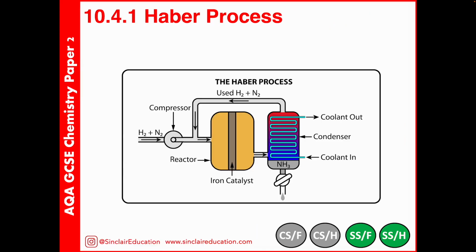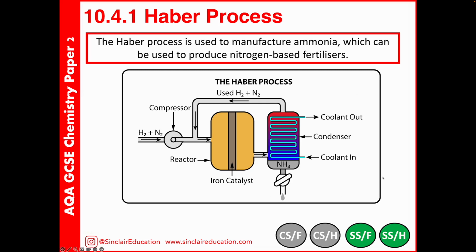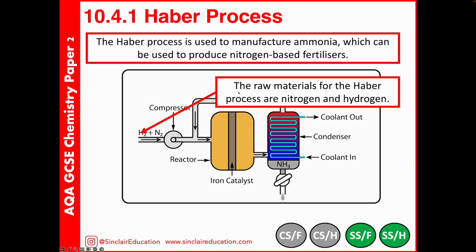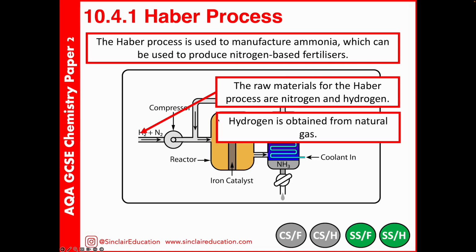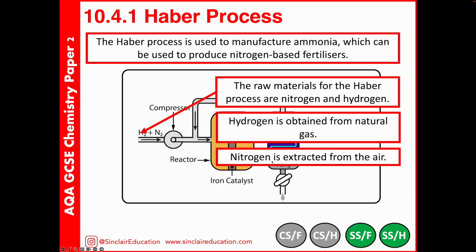In the final section of chemistry paper 2, it starts to link in the Haber process, how we make ammonia and what we use this ammonia for. First of all, the Haber process is the chemical reaction in which we make ammonia. And ammonia, NH3, is used to produce nitrogen-based fertilisers, which are vital for plant growth. The raw materials for the Haber process are nitrogen, that's coming from the air, and hydrogen. Hydrogen we obtain from natural gas, while as I said, nitrogen comes from the air.